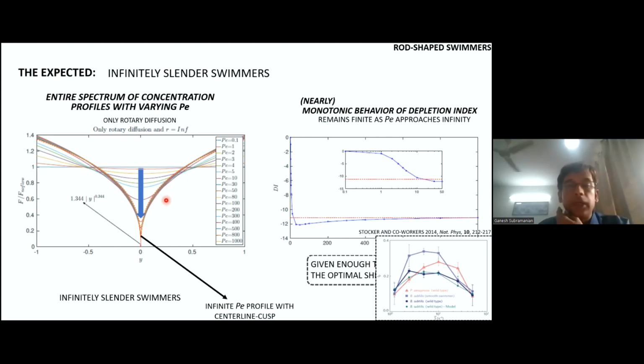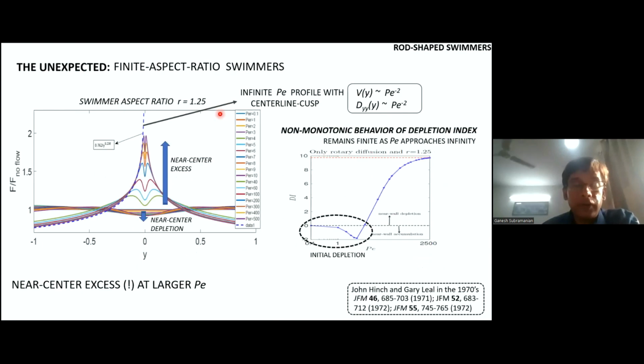Okay? But the unexpected thing came when we relaxed the assumption of an infinite aspect ratio. So when we went to finite aspect ratios, and that's here, this aspect ratio is 1.25. Then you can see again the same sort of plot, concentration profiles versus Peclet. And this bunch of profiles that I'm pointing to denote the low Peclet set, where Peclet increases from 0.1. So you again have a nearly horizontal profile at 0 Peclet.